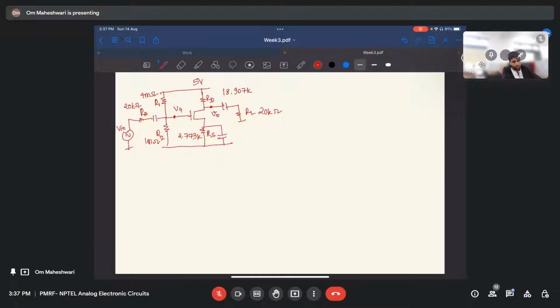Okay, so this is the same circuit. I've just written all the values and drawn it. RS we found out in previous question. RD we also just found out.